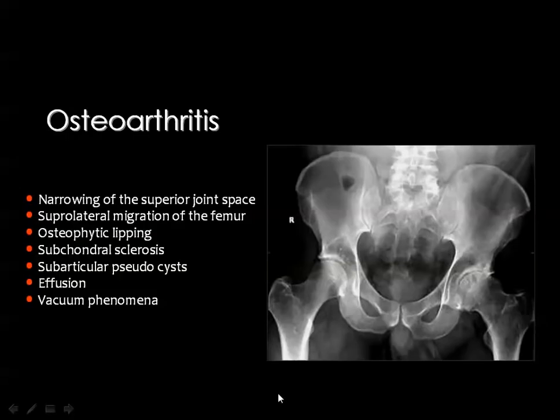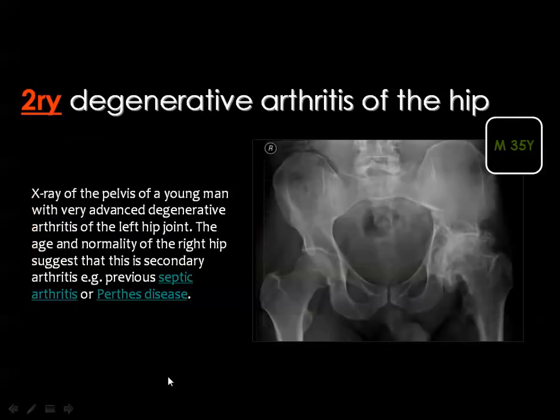And we came to the osteoarthritis, which is a common disease in the hip, and you know the manifestations of osteoarthritis anywhere in the body, including narrowing of the joint space, and in this joint in particular, the joint space that will be narrowed is here in the superior lateral aspect of the joint. Then superior lateral migration of the femoral head encroaching on this space, osteophytic lipping, subchondral bone sclerosis, subarticular pseudocystic changes, and joint effusion and intra-articular gas or vacuum phenomena.